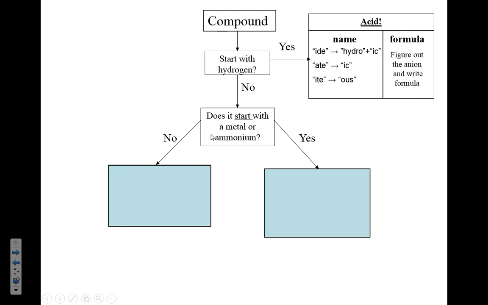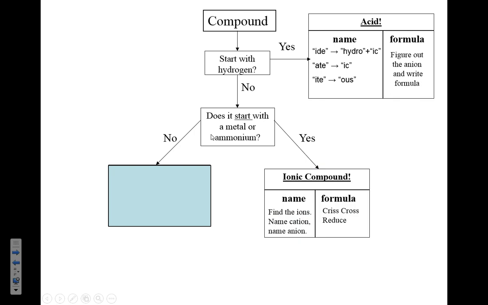So the first thing you should think about when you look at a formula or a name is: is it an acid or not? Now, if it's not an acid, then we either have a molecule or an ionic compound. So how do we tell them apart? Well, does it start with a metal or ammonium? That statement works with everything. If it starts with a metal or ammonium, that means it's ionic. And therefore, our names and formulas are going to be just like we looked at last chapter.